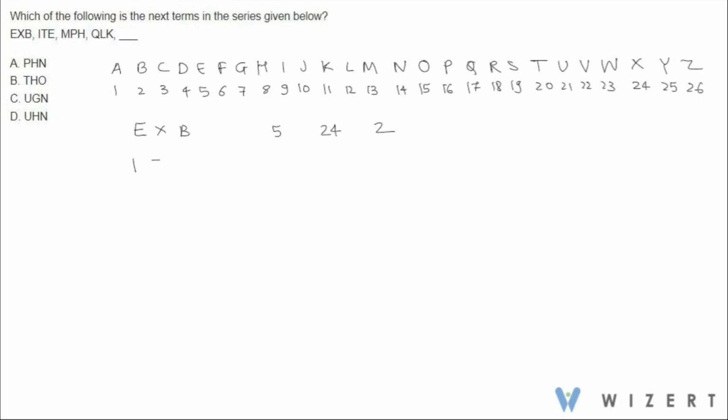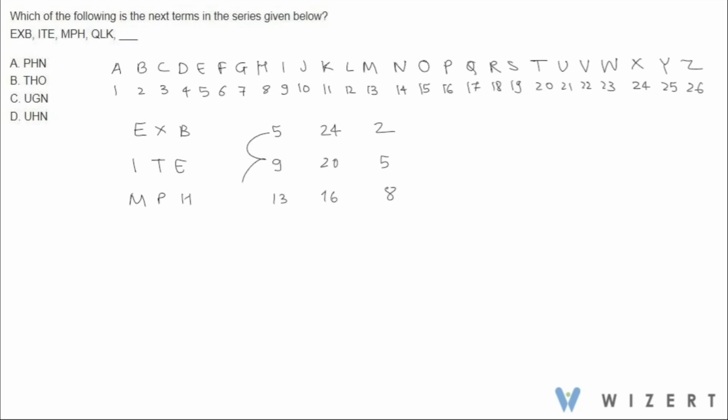Next is I, T, E. So it's 9, T is 20 and E is 5. Next let's write M, P, H. So M is 13, P is 16 and H is 8.